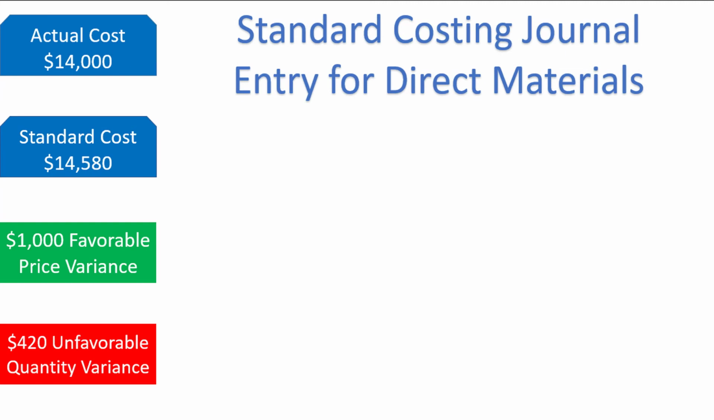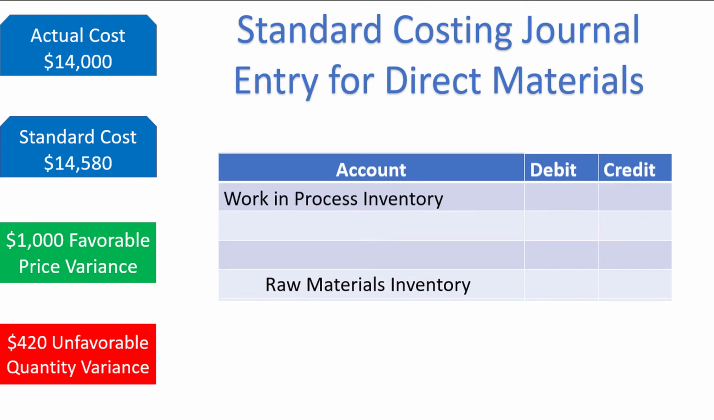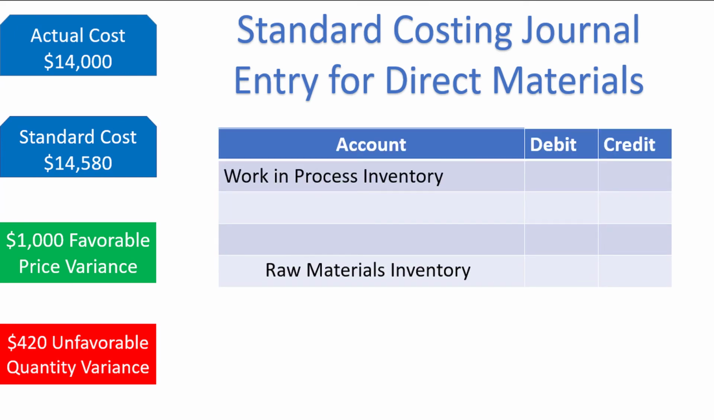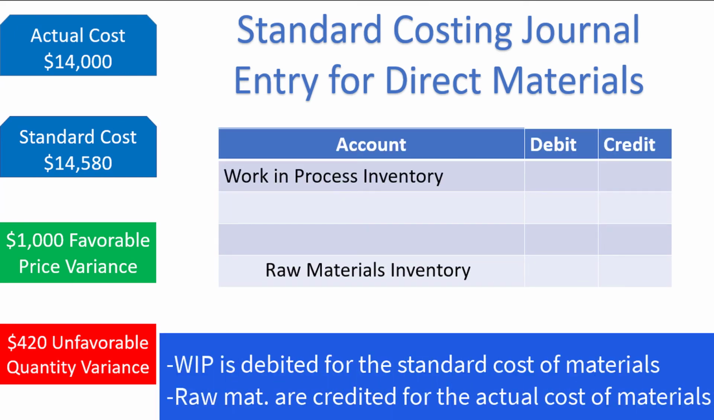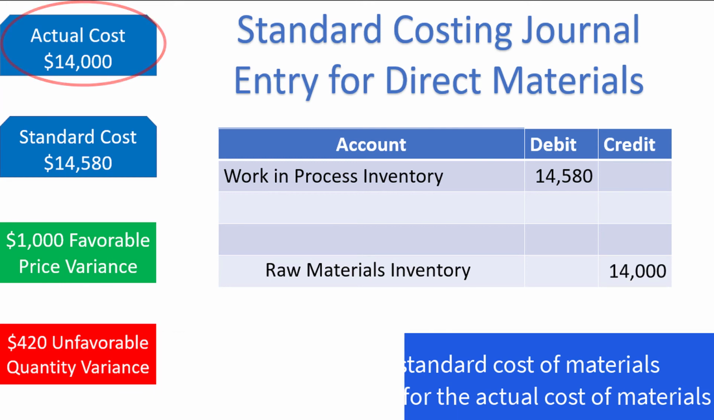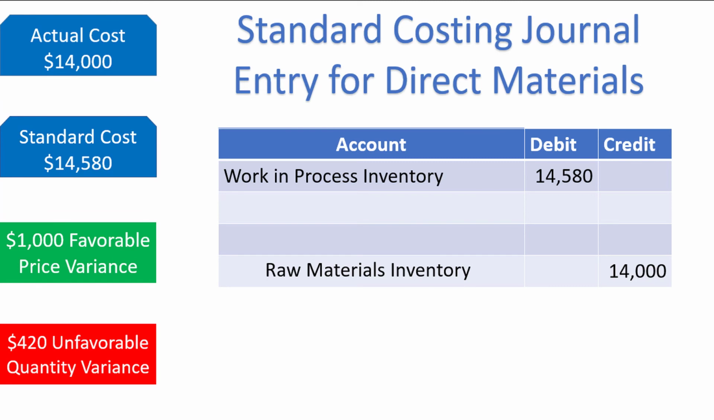Just like in the job order costing video, when adding direct materials to a job, we must debit work in process inventory and credit raw materials inventory. But the difference is we debit work in process for the standard cost and credit raw materials for the actual cost. That makes for a $14,580 debit to work in process and a $14,000 credit to raw materials inventory. Now, I left some space here because the journal entry doesn't balance.